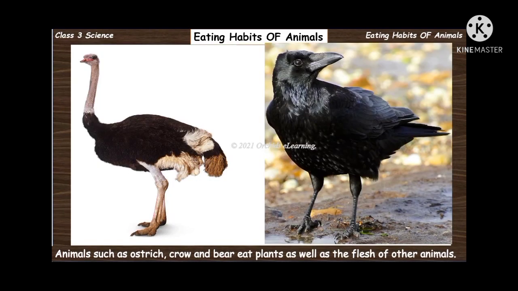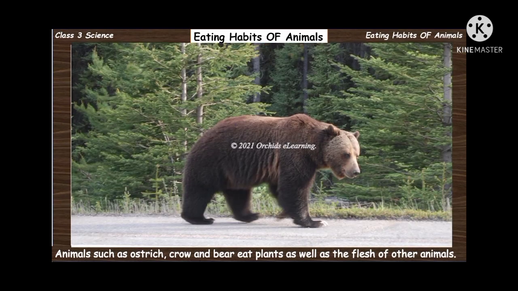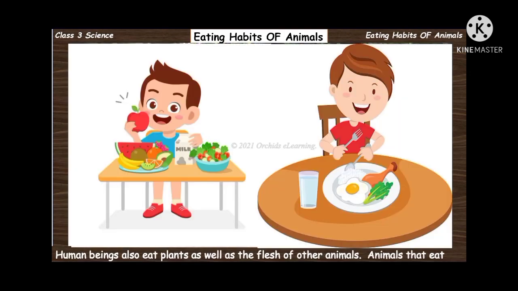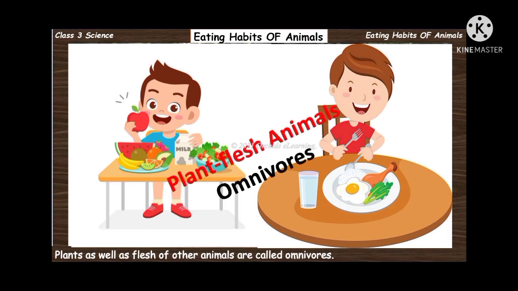Now some of the animals or birds eat flesh as well as other things, like grasses or fruits. Like the bear, they eat fruits or honey, and human beings also eat plants as well as the flesh of other animals. So humans are also known as omnivores.